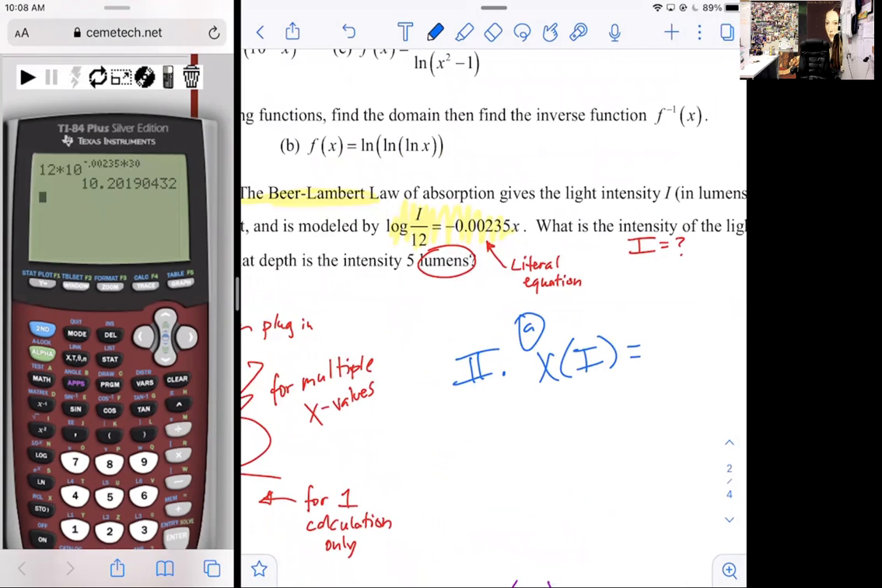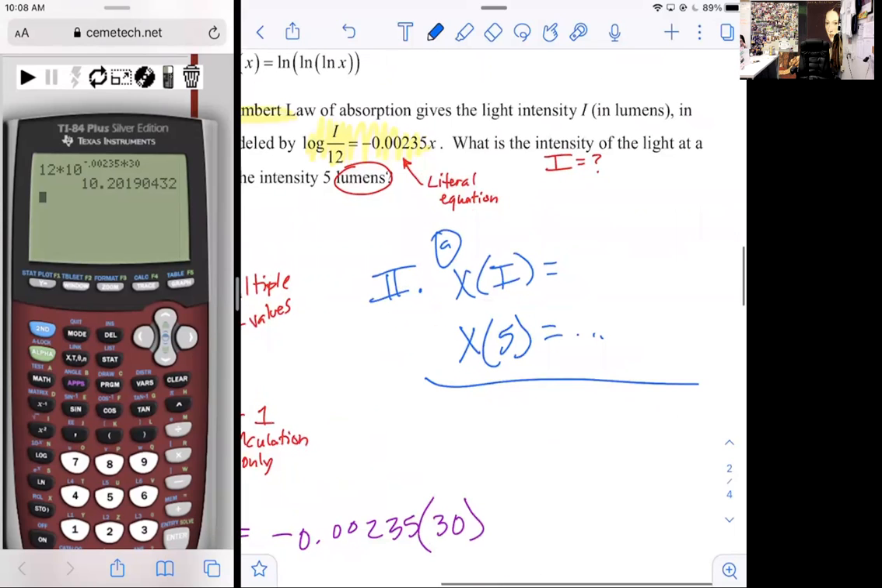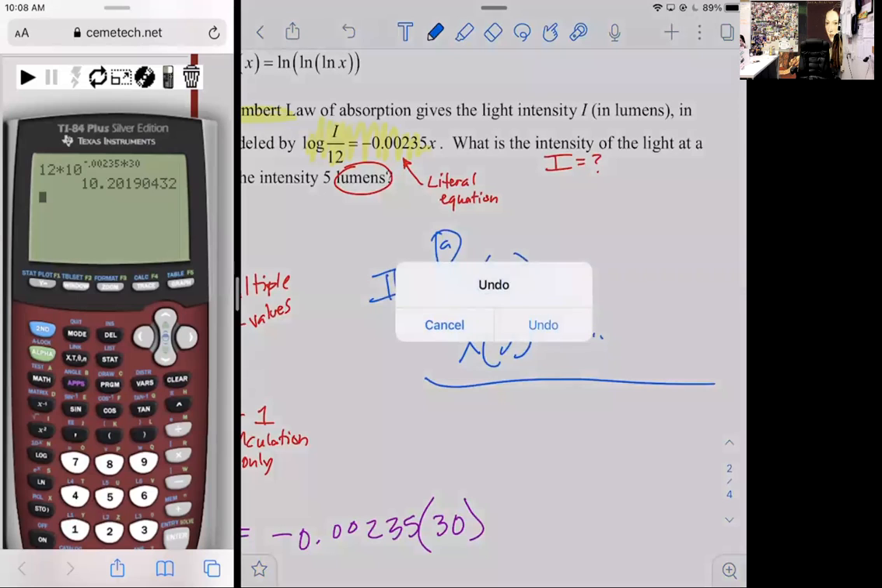Now this looks weird to you, right? Because normally X is our independent variable, but it could be your dependent variable. If you have different intensities, like, I wonder how deep the intensity is going to be 3, or 4, how deep will the intensity be 5, and so on and so forth, you don't want to have to do the math over and over again. So you would actually solve for X and make intensity your input. And then you could just say, okay, X of 5 equals. So again, that would be beneficial if we had multiple intensity values that we wanted to plug in. But if we're just doing it one time, we don't need to do that.